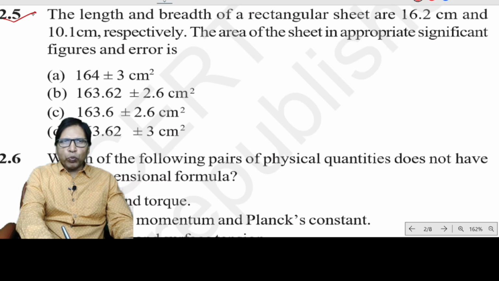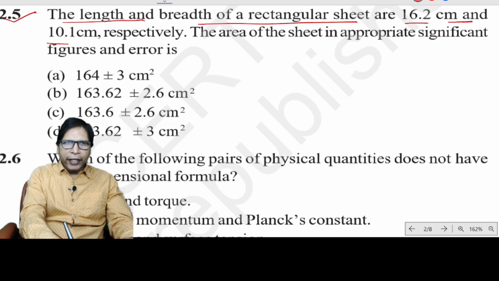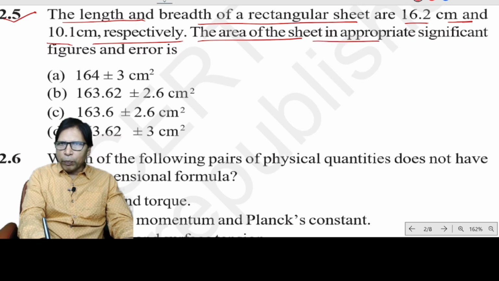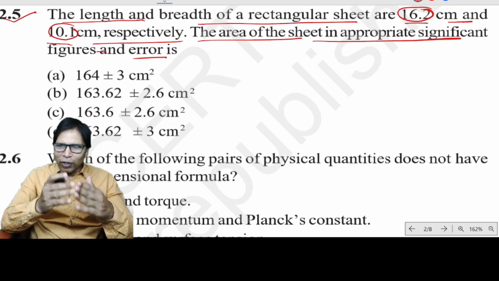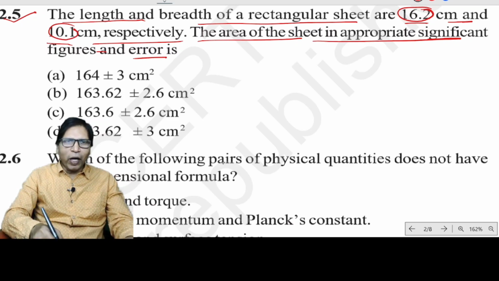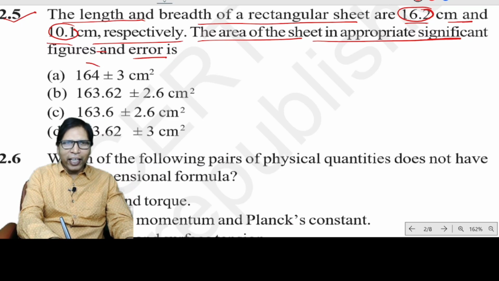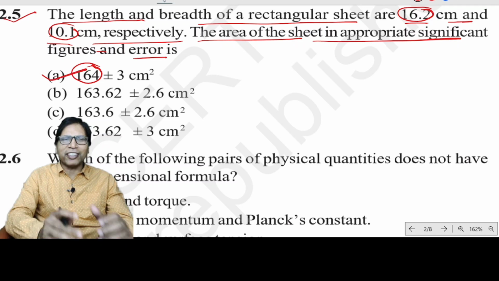Now question number 2.5. The length and breadth of a rectangular sheet are 16.2 centimeter and 10.1 centimeter respectively. The area of the sheet in appropriate significant figures and correct error. Now look at this, here significant figures are 3. Here significant figures are also 3. So the result also has 3 significant figures. Now look at the answer. Here only this option has 3 significant figures. So this option is correct.